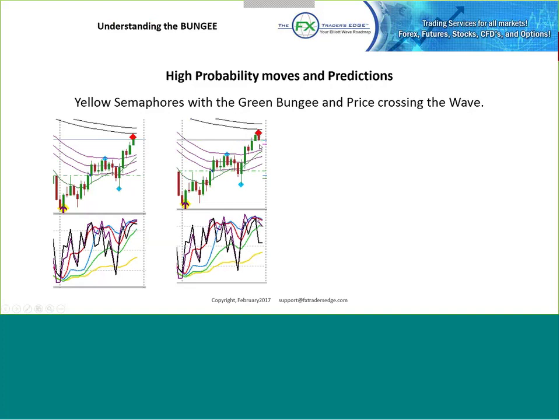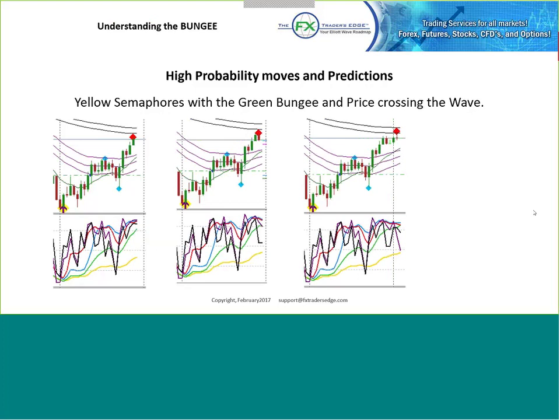You might be tempted. Blue and red bungees have turned down. Black and purple have turned down. You might think, great, we're on our way. I'm in it. I'm selling. But we haven't got a yellow semaphore yet. You can't. Suicide. And look, we went higher. This is the next bit in the sequence. Price went higher.